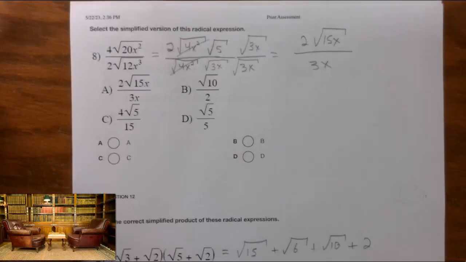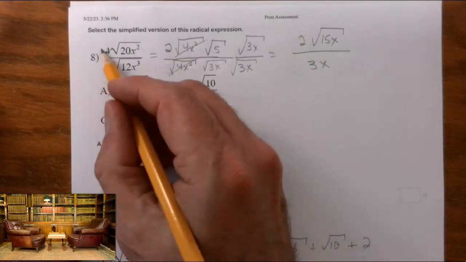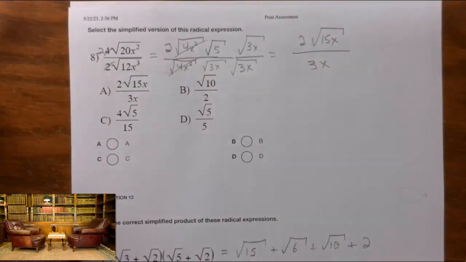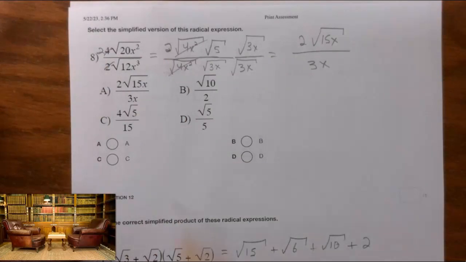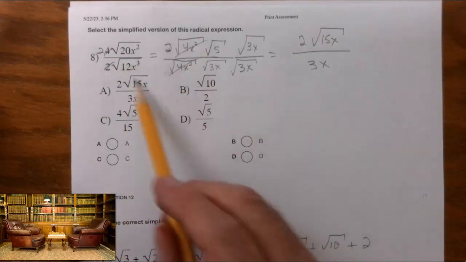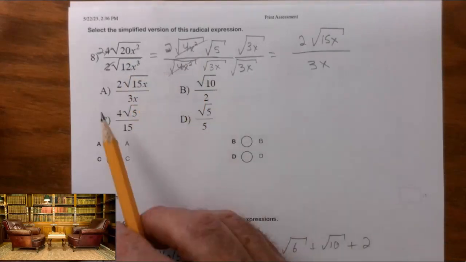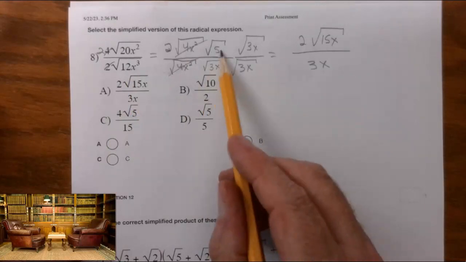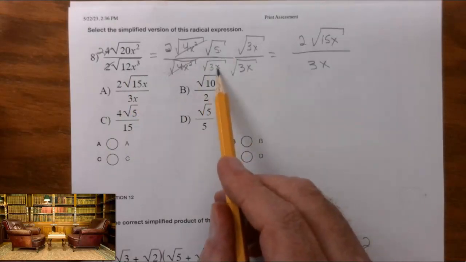All right, number 8. Again, the 4 and the 2 I can cancel out because I can divide both by 2. And that top becomes a 2, and that's where I put that right there. All right, guys, 20x squared, 4x squared, and 4x squared on the bottom, too, because that's 12x squared. I can take that out of both of them and leave the square root of 5 on top and the square root of 3x on the bottom.